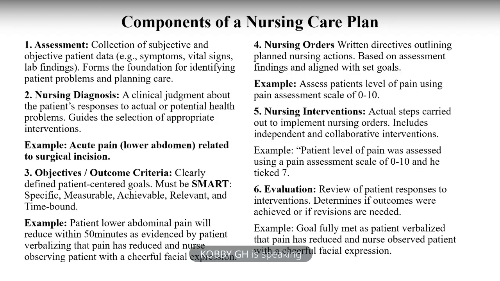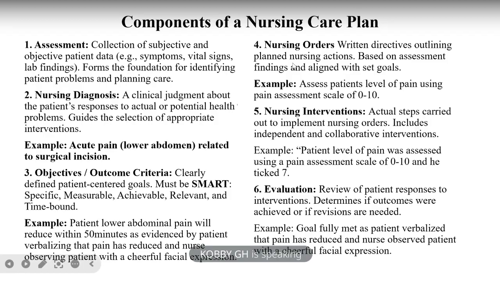Your goal should always be specific. Patient's lower abdominal pain. Straight, specific. So whoever looks at it knows which pain I want to reduce. The lower abdominal pain, within 50 minutes, as evidenced by patient verbalizing that pain has reduced. Okay, you see, I've stated the time frame. See, 50 minutes. So that means that immediately after 50 minutes, I'll go and do evaluation. So if you write an objective and you don't have a time frame in it, please, there is a problem with the objective.